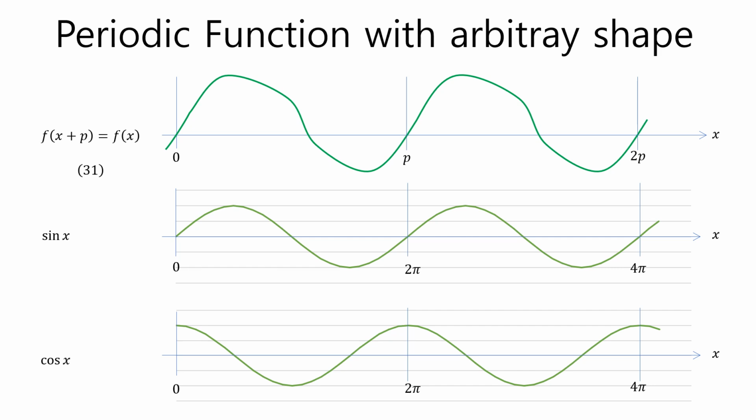Even if it is not the square wave or sawtooth waveform we looked at earlier, if it repeats periodically, it is a periodic function. The top figure represents a periodic function with period of p. The function that repeats the arbitrary shape shown at the top is also a periodic function, and the sine function in the middle picture and the cosine function in the bottom picture are also periodic functions with a period of 2 pi. All periodic functions can be expressed as the sum of a sine function and a cosine function, which is called a Fourier series.